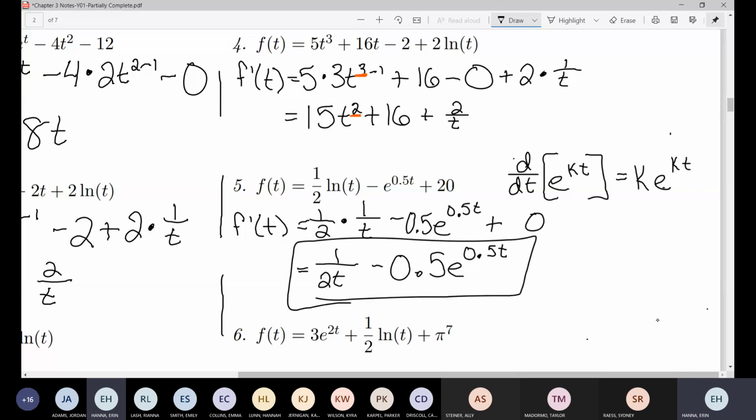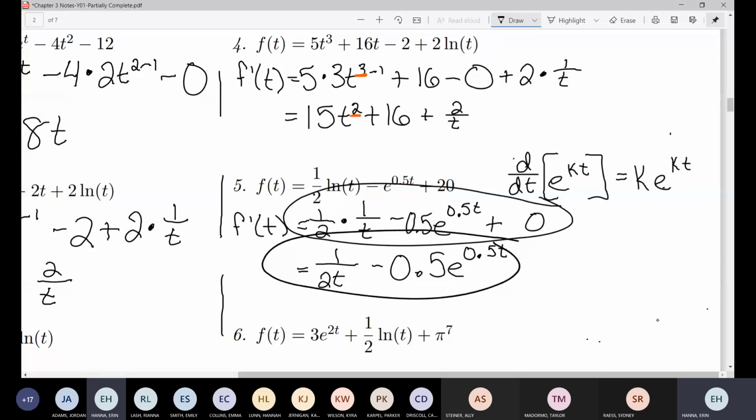So this would be the final answer for that one. It's fine to keep it as 1/2 times 1 over t. Essentially, either of these two lines, or the first line without the plus 0, as long as it's mathematically the same, I don't really care how you write it.